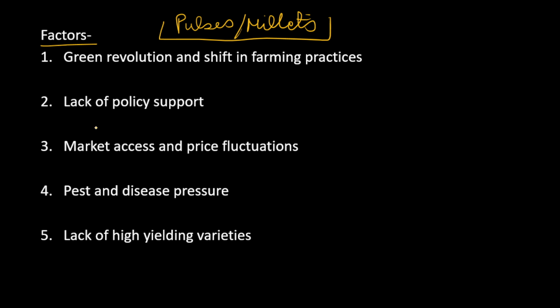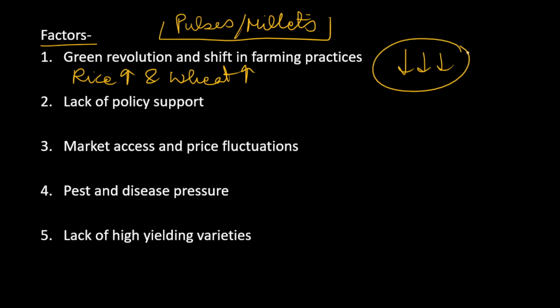But after the green revolution, what happens? Due to the high increase of production of rice and wheat, the areas which were previously under pulse cultivation decreased rapidly. This led to the low production of pulses. The productivity of rice and wheat increased, and pulses were not able to compete with these crops in terms of production and market income. That is why they were neglected.